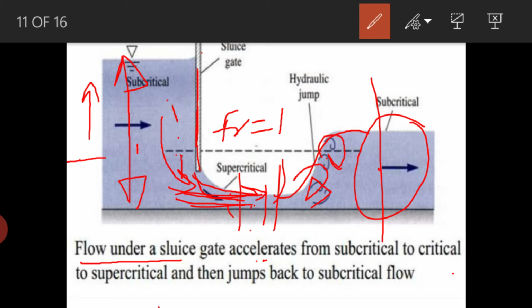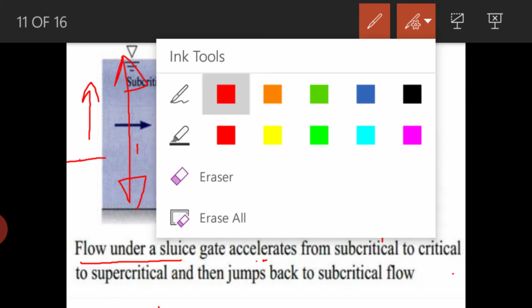So remember, the flow when changing from supercritical, meaning low depth of water which has a huge kinetic energy, changing from huge kinetic energy to low kinetic energy or the potential energy. Okay, so the flow changing from supercritical to subcritical is called a hydraulic jump.